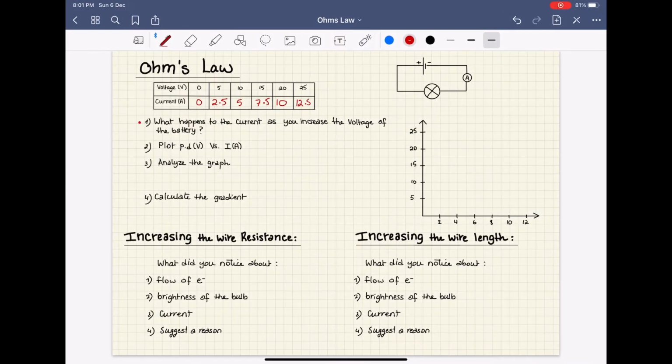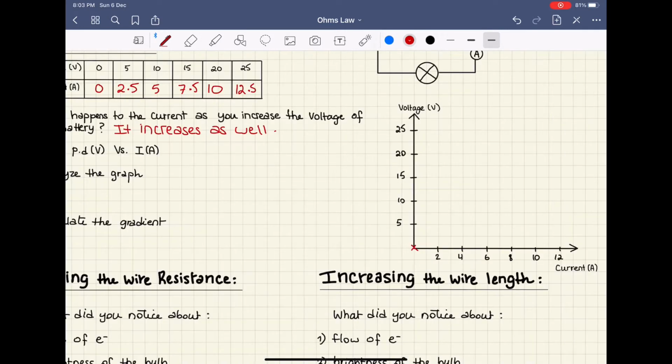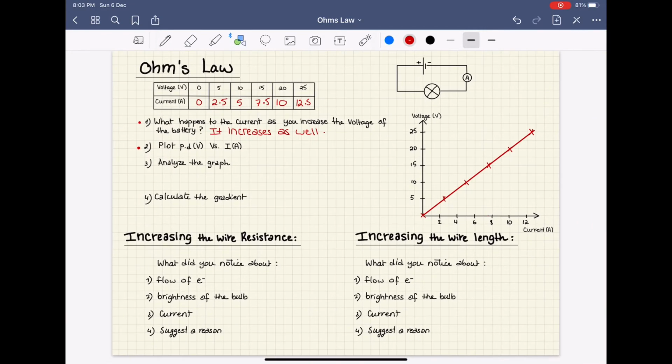Next, we want to see what happens to the current as we increase the voltage, and as you can see, you can notice that it's increasing as well. Now, to plot the graph, we start by plotting the dots, and then you draw the line of best fit.